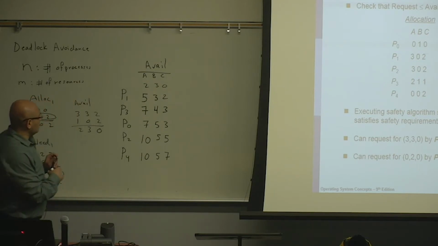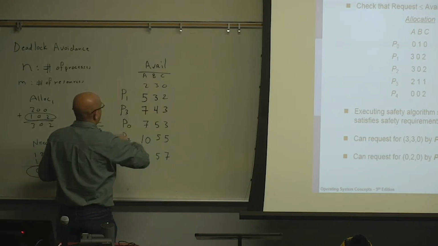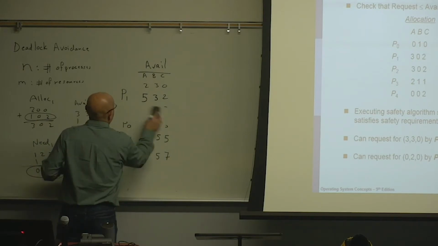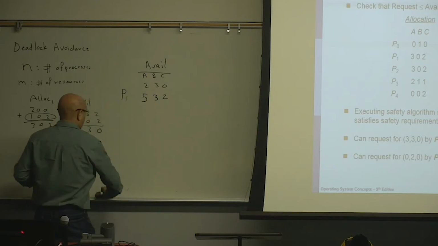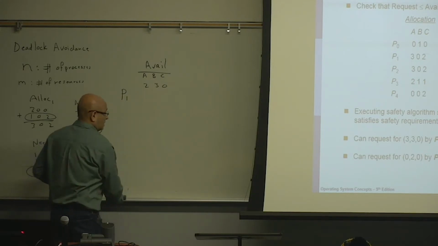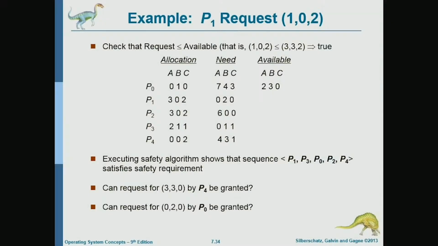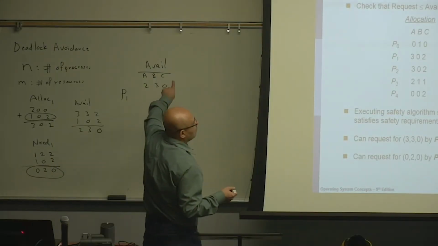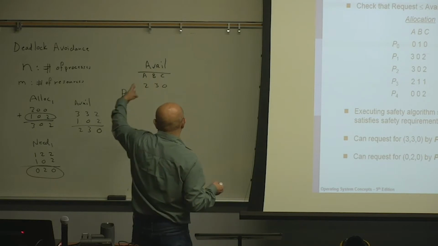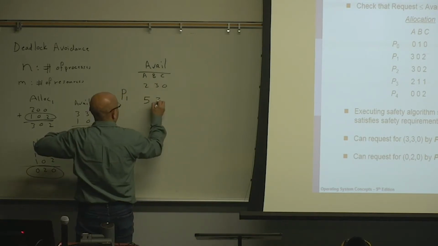Now with 230, which process can have its needs satisfied? Again, we'll find P1. And then we'll add the allocation of P1, which is 302, and that will give us 532.